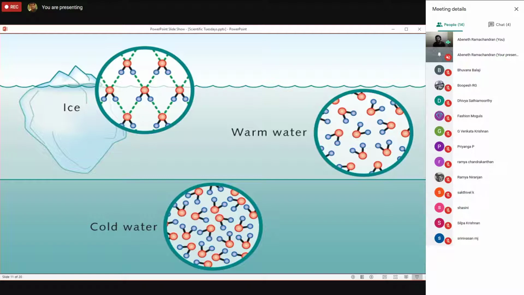Water is the only known compound which is in all three states. That is, it is in solid, liquid, and gaseous phase. So what is solid? Solid is something very tight, very dense. When you say closely packed, it is tightly packed, something like ice.